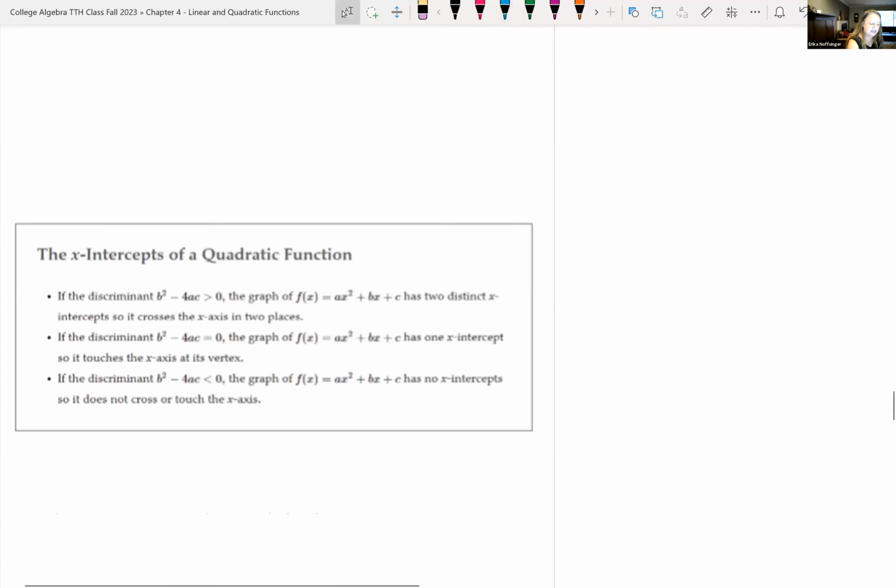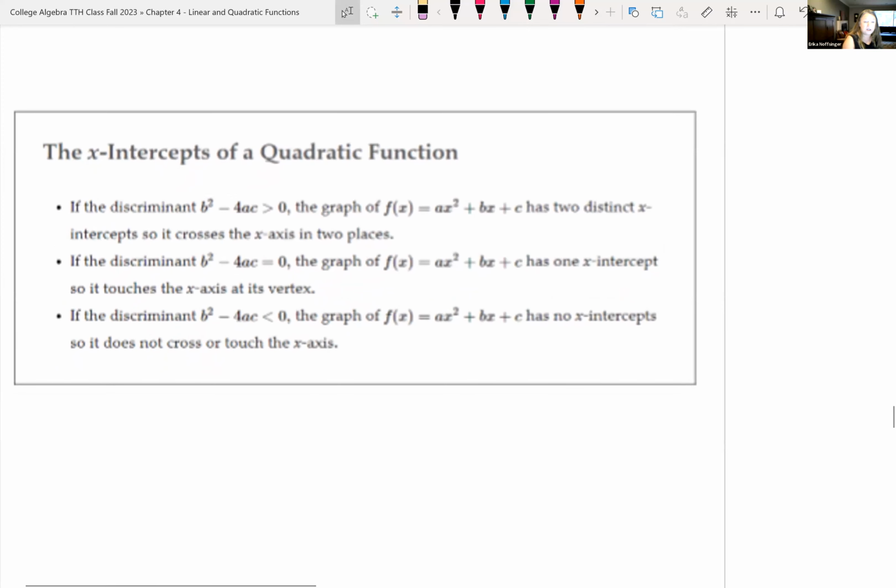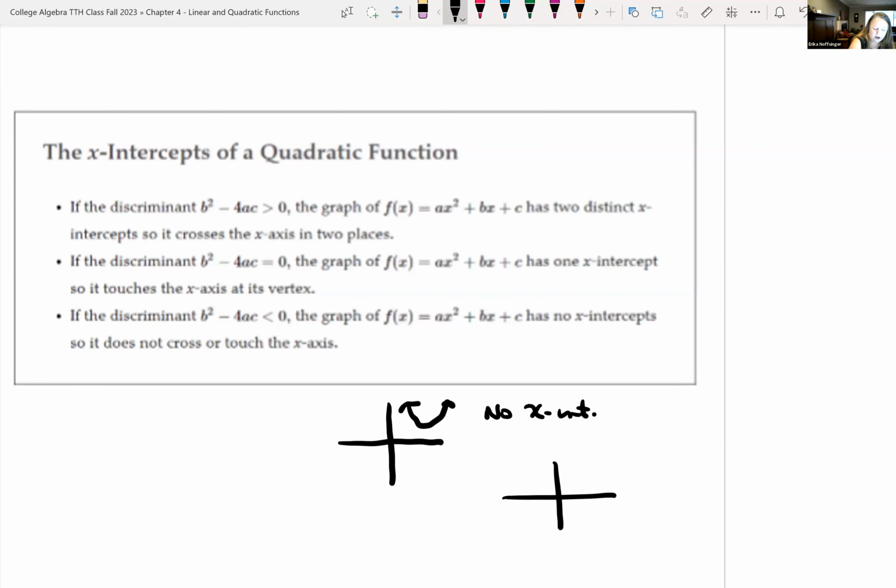And then x-intercepts. So we talked about where the vertex is. Knowing where the vertex is and the direction of the parabola will tell us if it's going to cross the x-axis or not. For instance, if we had a parabola that was facing upwards, but our vertex was in this first quadrant, there would be no x-intercept. Or an example where we have a parabola facing downwards and maybe our vertex is in the fourth quadrant, there would be no x-intercept.